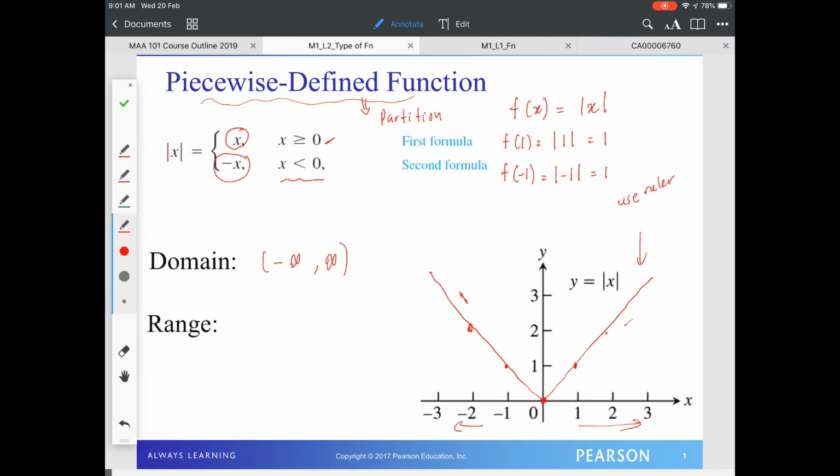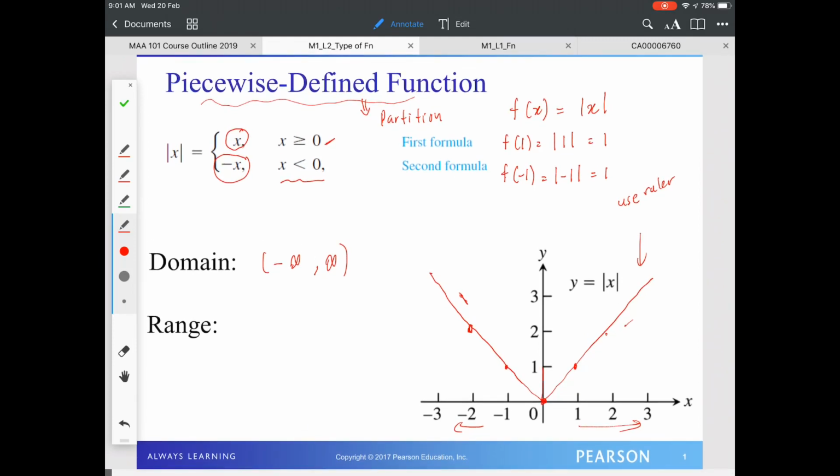And the range: the modulus function will always neutralize all negative values to positive. So we will just have positive values only, starting from 0 and then going up, meaning the range is from 0 until infinity. That is one of the piecewise defined functions, the modulus function.